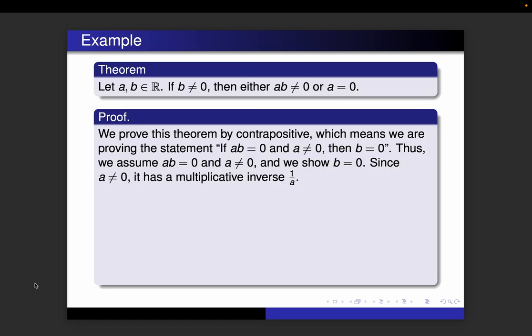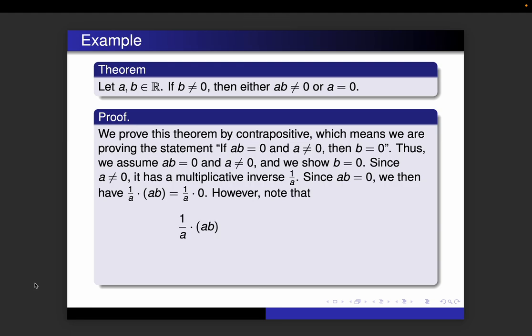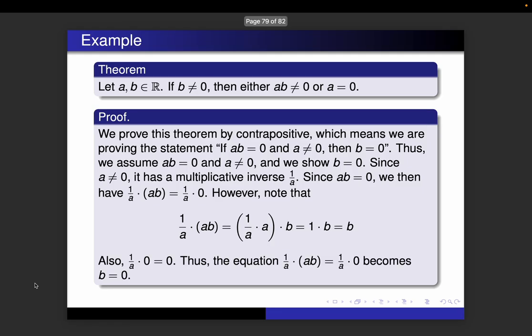And remember, it was important for us to find the multiplicative inverse of A, so we say, since A is not equal to 0, it has a multiplicative inverse 1 over A. Since AB is equal to 0, we can then multiply both sides by 1 over A to get 1 over A times AB equals 1 over A times 0. And we're going to compute those two quantities individually. 1 over A times AB is the same as 1 over A times A times B, which is the same as 1 times B, which is B. And 1 over A times 0 is equal to 0, and therefore that equation becomes B is equal to 0, and that completes the proof.